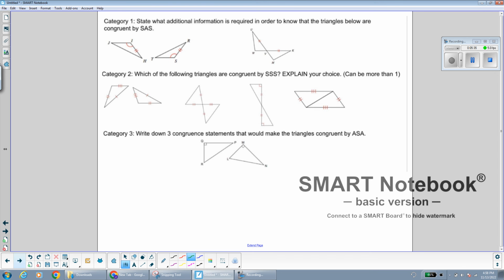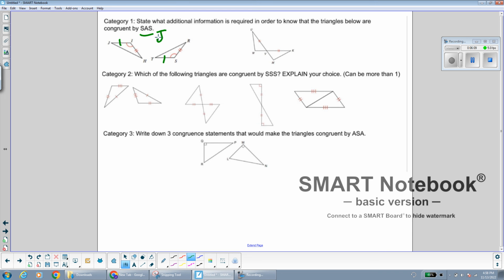Let's take a look at this first one over here. So we have two angles, one pair of angles, and one pair of sides. We want to write down another additional piece of information that we would need to know for SAS. So for SAS, the angle does need to be directly in between the two sides. So if I have side angle, the side would have to come right after, for side angle side.